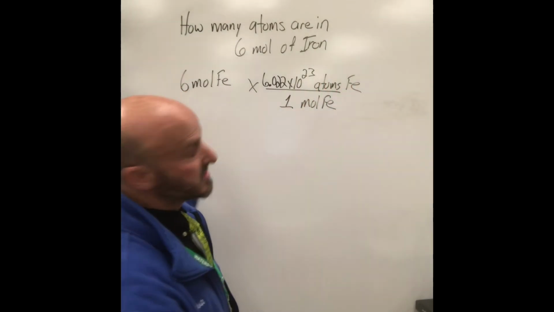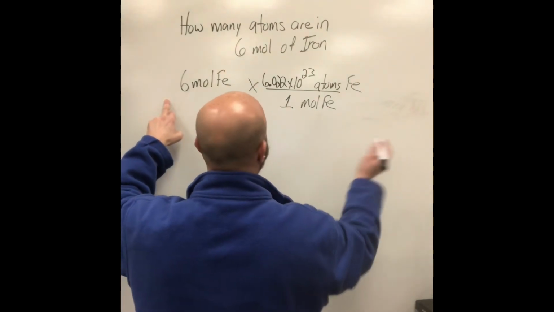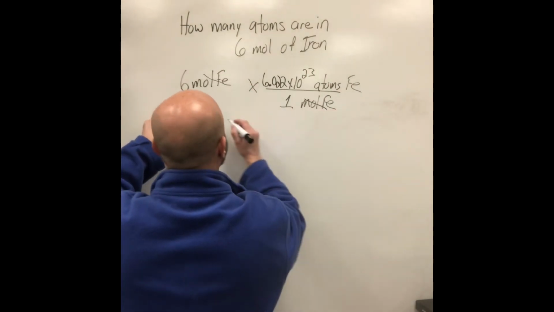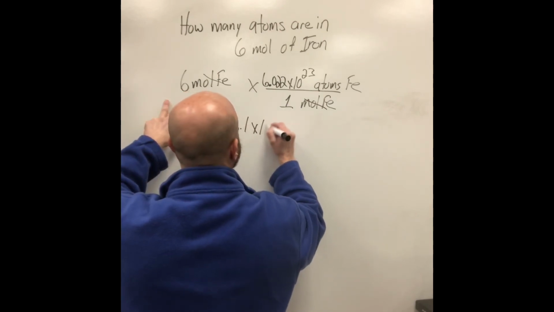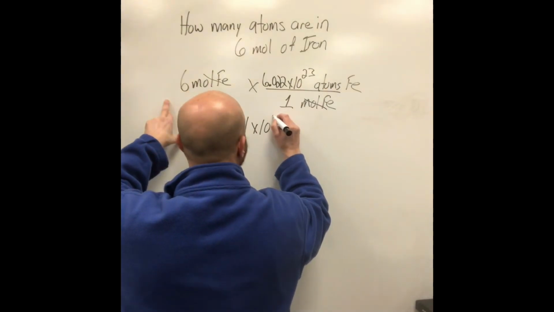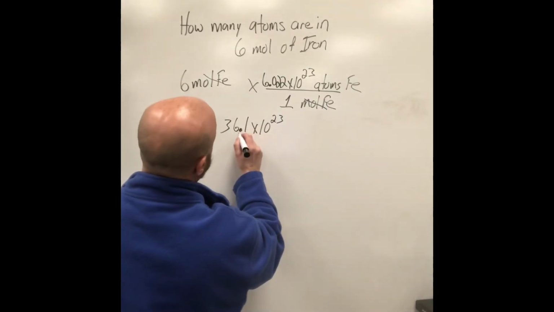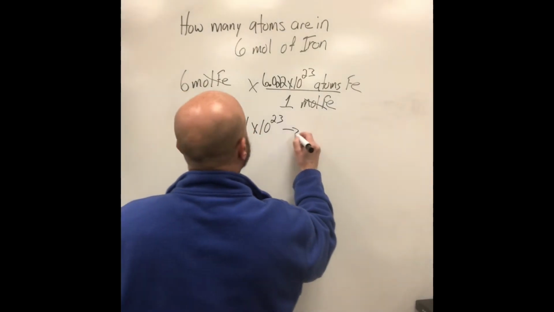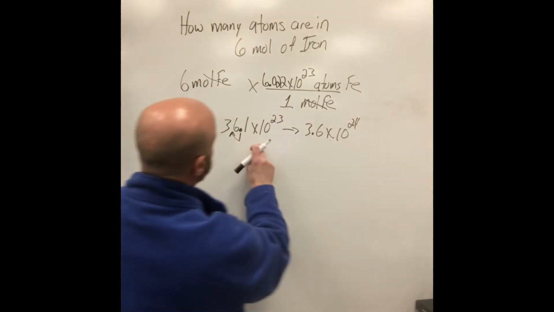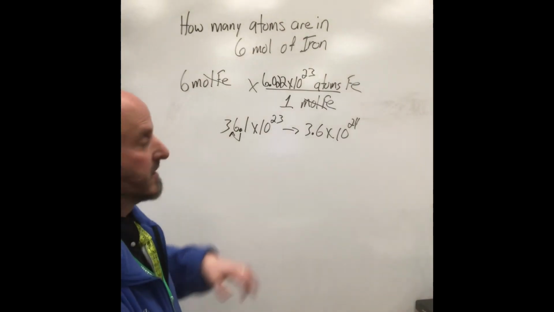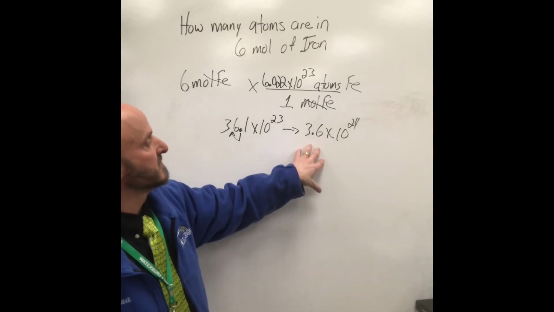So when we do this, 6 times 6.022, this cancels out, so this is 36.1 times 10 to the 23. But that's not in correct scientific notation, so if you remember, we have to move this decimal point this way. So this is going to be 3.6 times 10 to the 24. If we move to the left, the exponent increases by 1. You can't just move the decimal point without changing the exponent. So that answer would be 3.6 times 10 to the 24.